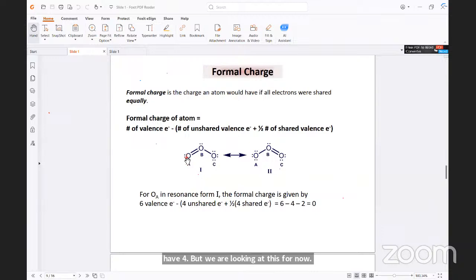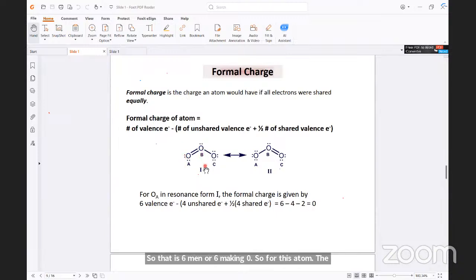In calculating the formal charge of this, you will say 6 minus, in brackets, the total number of unshared electrons, which is 4, plus half of the total number of shared electrons. This is a shared electron pair, the bonding pair. So 2, 2, that's 4. Now, if you calculate this, you have 6 minus 4 plus 2. So that is 6 minus 6, making 0. For this atom, the formal charge is 0.